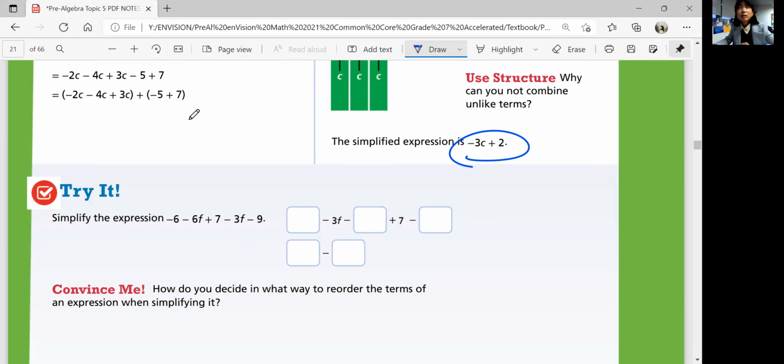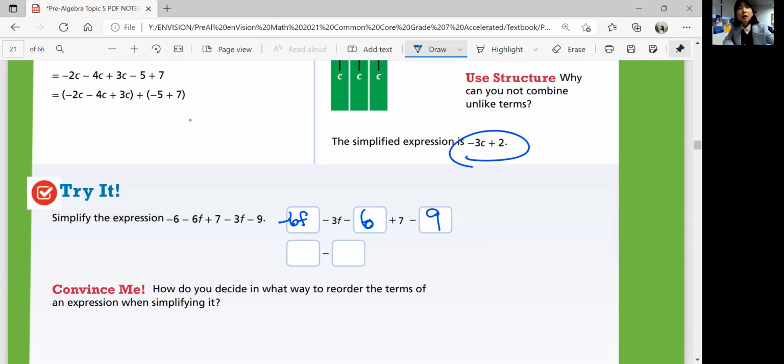We got the expression -6 minus 6f plus 7 minus 3f minus 9. Okay, how can we group them together? Let's group the f's together. We got -3f and a -6f. And we got 7, we got -6 and -9.